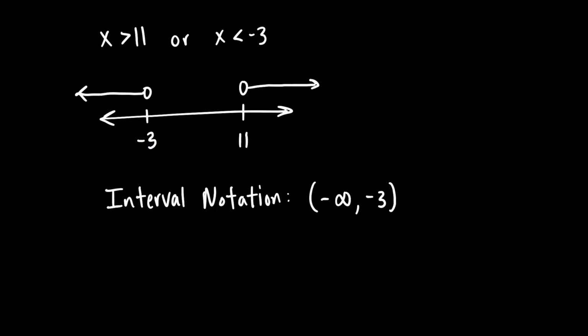Remember, when we have two things, but they're an or, we put this little union sign here. That little union sign, the U, just means, hey, it's either in here or it's in here, which we're about to write. Okay, so we're not including 11, so I'll put a parenthesis there, and then we'll put 11, comma, all the way up until infinity. That's interval notation. Set notation.